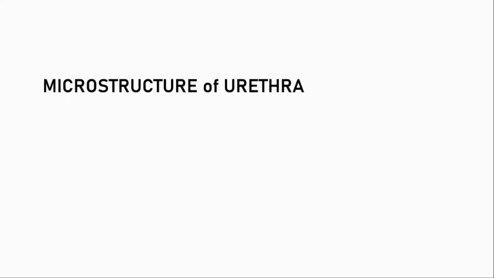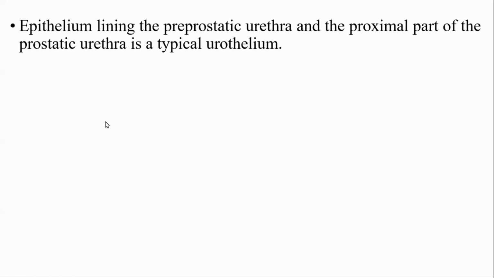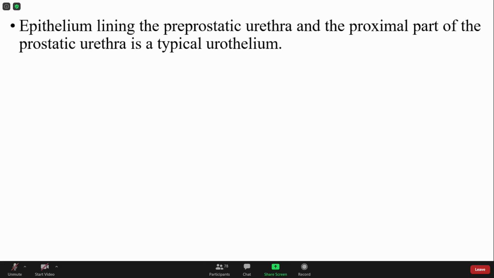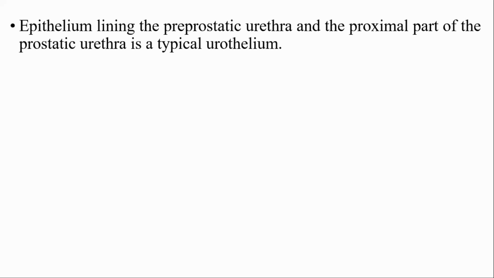Now microanatomy of urethra. So epithelium lining the pre-prostatic urethra and the proximal part of the prostatic urethra is the typical urothelium. Right? So epithelium of the pre-prostatic and proximal part of the prostatic urethra is lined by transitional epithelium. So transitional epithelium is present up to the proximal part of prostatic urethra. From the ureter, urinary bladder, then to the proximal part of the prostatic urethra, they are lined by transitional epithelium.